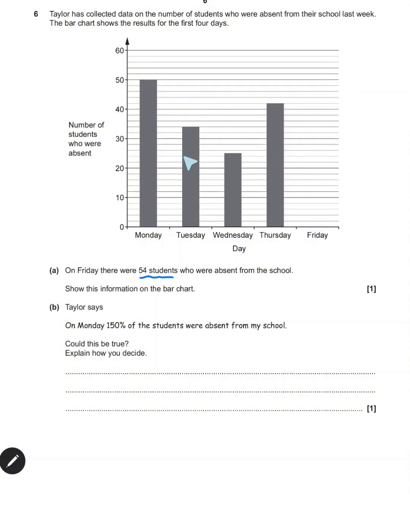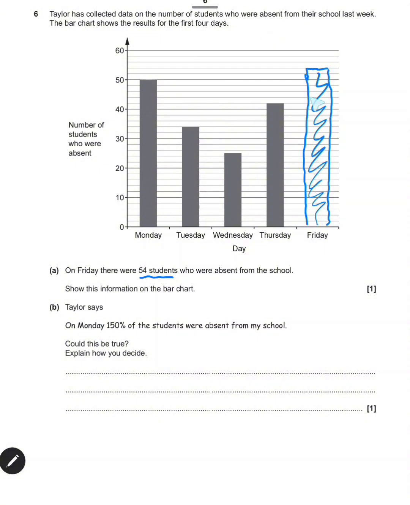Just double check your scale always. Is it going up in ones? 1, 2, 3, 4, 5? No. So try 2s, 2, 4, 6, 8, 10. Yeah, this is going up in 2s, so I want a bar up to 50, 2, 4, up to that little line there. So then I'm going to draw this. Be quite rough, you'd obviously use a ruler in your exam. That is 54 people on Friday.